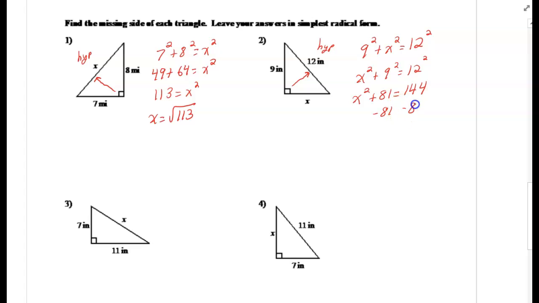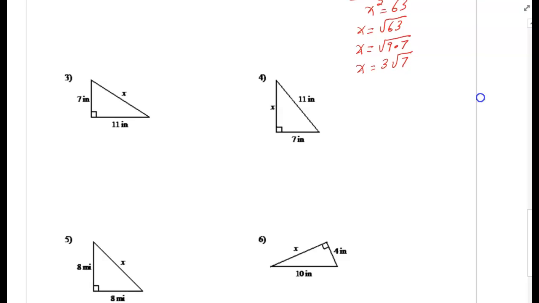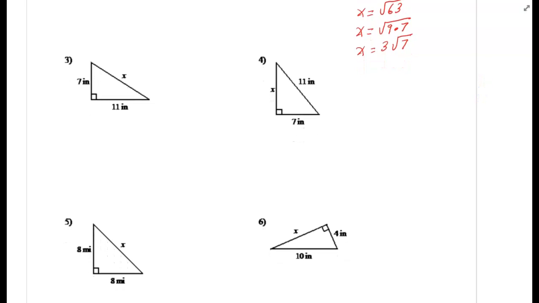Subtract 81 from both sides. And on our calculator, we will get 63. So x squared is equal to 63, which means x is equal to square root of 63. Now 63 breaks down. If you think about 9 goes into that, so it's 9 times 7. And then the square root of 9 is 3. So you get 3 square root of 7. My suggestion is you pause the screen and try problems 3 and 4 and then come back.